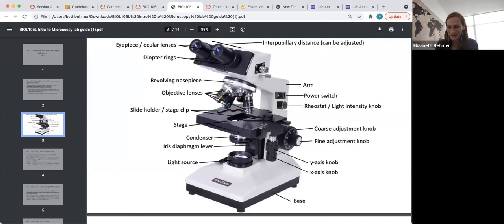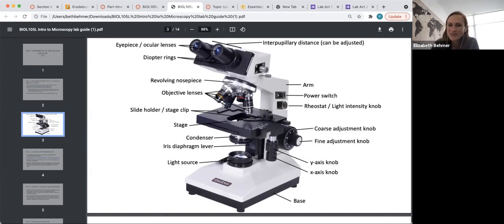As you're trying to identify your sample, you want to start with the scanning power because it's not so zoomed in, so you're better able to see the sample before you start to zoom in. You'll use the coarse adjustment knob, which is right here. You have these two adjustment knobs on the side, and that's what you'll turn to zoom in or zoom out on your sample to focus what you're looking at. You'll use the coarse adjustment knob when you're first trying to locate your sample.